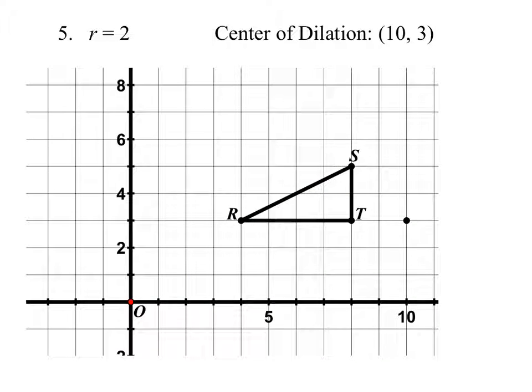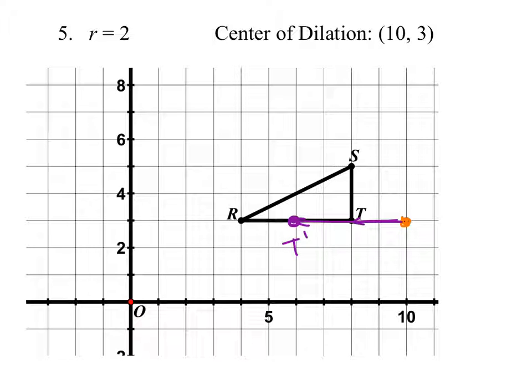Number 5, we have a scale factor of 2 and a center of dilation at (10, 3), which again was extremely generous, they marked it for you right here. So, center of dilation (10, 3) with a scale factor of 2, meaning everything is just double the distance away. So T, for example, which is 2 away, we're going to lengthen that to 4 away from the center of dilation, which gives us this point at T prime.